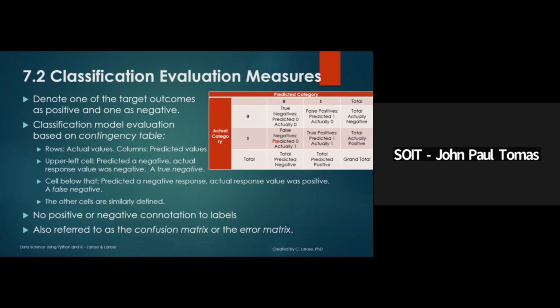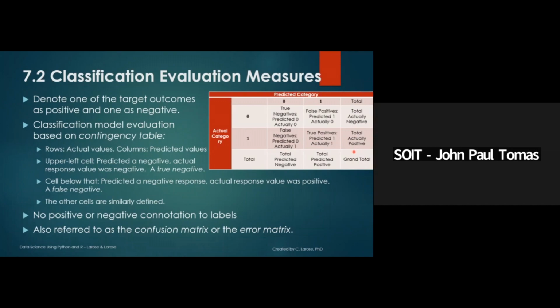And also, there is a column here that you can see, total actually negative. These are the sum of all true negatives and false positives. And on the other hand, the TAP, or what we call the total actually positives, these are the sum of all false negatives as well as the true positives. Okay, and then you also have the grand total there. All right, so I think it's fairly easy to comprehend this one.